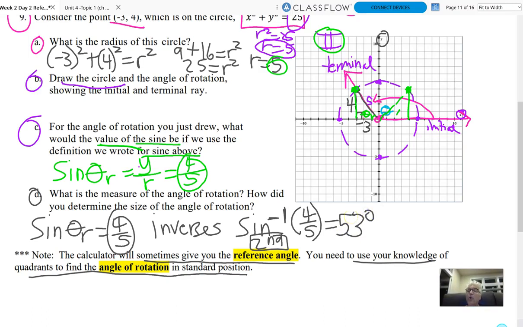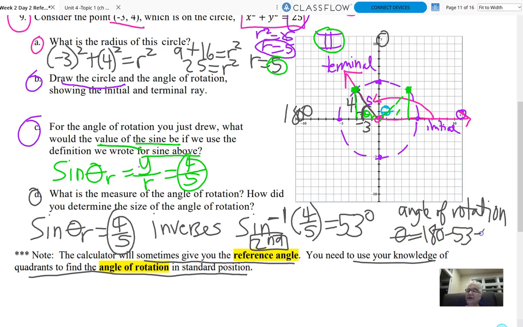And remember, once I know the reference angle, if this is 180 degrees, then the angle of rotation, which is just plain old theta, equals 180 minus 53. We talked about that on the previous page. That is going to be 127 degrees.